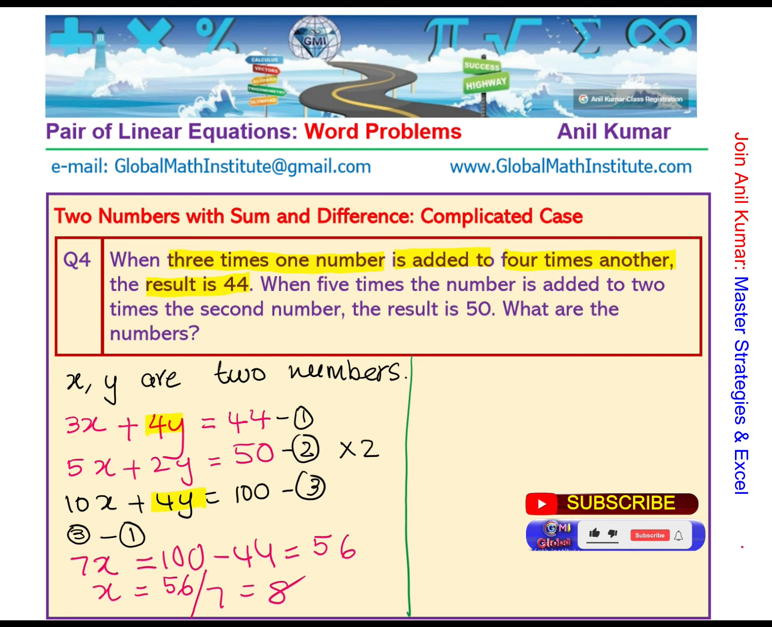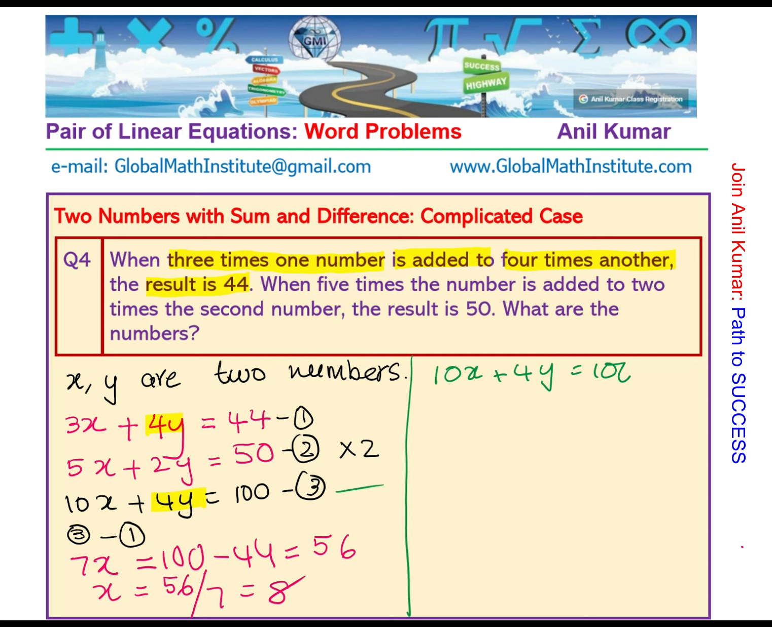Now we can substitute this value in any one of our equations, right? So let's use equation 3. So we have this equation 10x plus 4y equals 100. You could use equation number 1 also. That is better because it's simpler, right? So we'll use equation 1. Instead of 10x 4y, we can use equation 1 or 2, right? So let's use equation 2. 5x plus 2y equals 50. Correct. No problems. Any one of them.